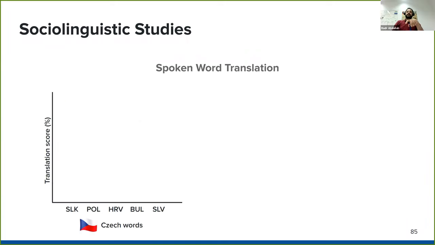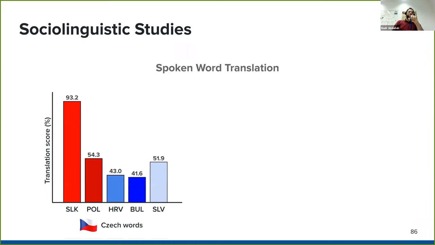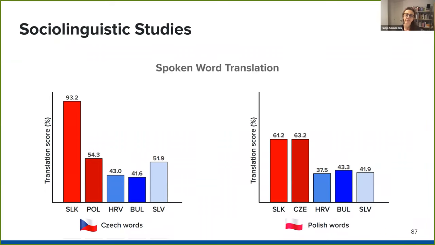And then for this task, for the Czech words, the translation score is on the y-axis, and the group that did the best on this task were the Slovak participants. And then second was Polish, and then Bulgarian was there somewhere, but it's not as close as Polish. And then for Polish words, the group that did the best were the Czech participants. And Bulgarian did not do as well as the West Slavic speakers. And here we have Bulgarian. We can compare our results to this.